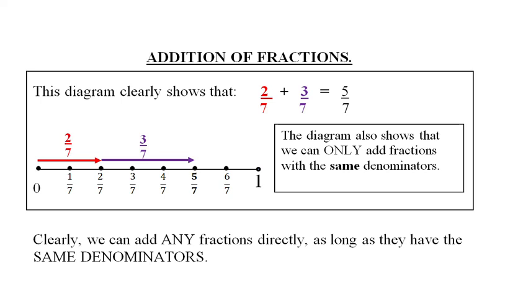I often have to start from the beginning and teach fractions again, like this. Let's add 2 sevenths and 3 sevenths. I make a number line, split into sevenths. This length represents 2 sevenths. This length represents 3 sevenths, and so the answer is obviously 5 sevenths. And the diagram also shows that we can only add fractions with the same denominators.